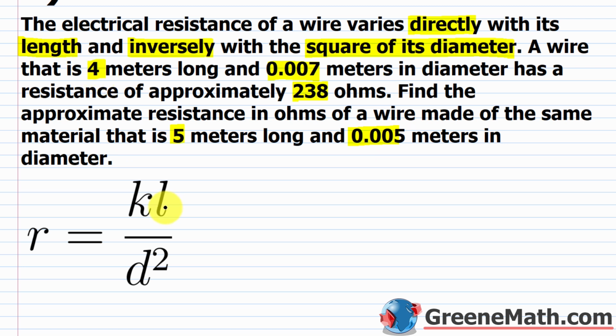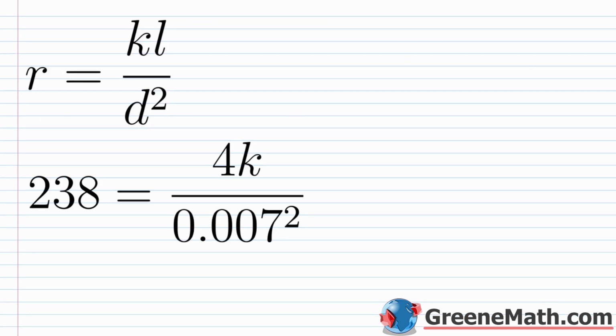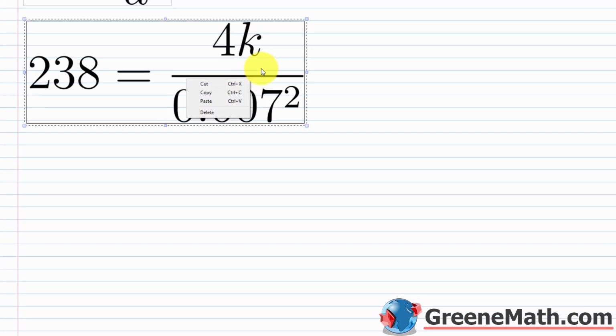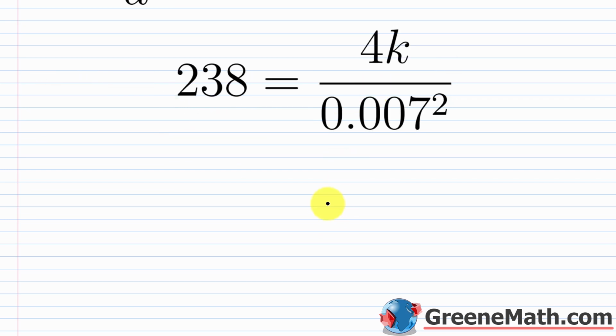You're going to plug in a 4 for the L, and you're going to plug in a 0.007 for the D there, and you're going to plug in a 238 for the R. So once you have that, you can solve for K. So I have that set up for us right here. Let me slide down here a little bit. So the fast way to solve for K, let's just multiply both sides by 0.007. This would be squared, and this would be over 4. Let me do that over here so it's legal.